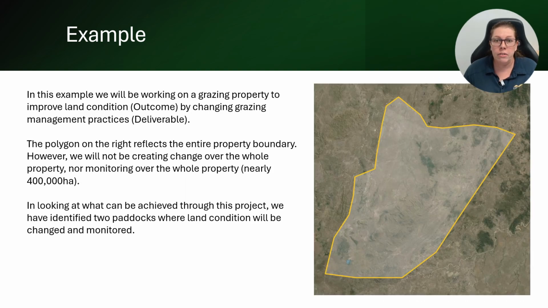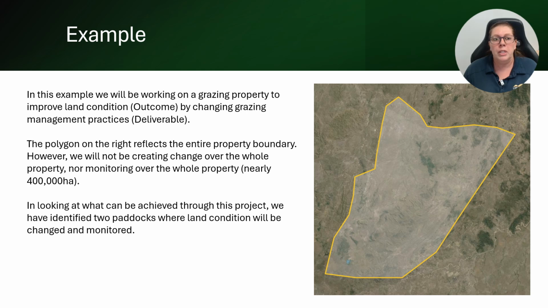So we're going to look at another example now, and this is a grazing property. In the map on the right, the property boundary is represented by the yellow polygon, and the property is nearly 400,000 hectares in size. The outcome for this project is improved land condition, and we're going to achieve that by improving their grazing management practices. While we would hope that increasing the knowledge of the landholders would lead to improved grazing management over the whole property, it's not a realistic goal within the project timeframe or budget, and nor would we be able to sufficiently monitor 400,000 hectares to show improved land condition.